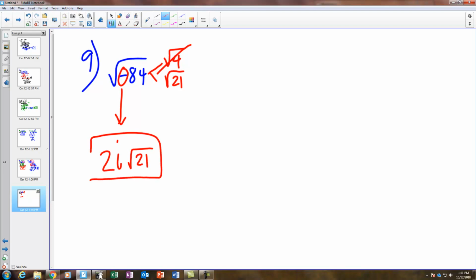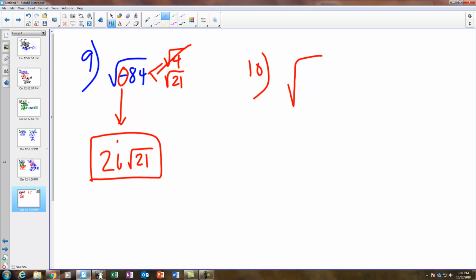Now, I've seen a lot of people in the past write plus or minus in front of this because they see the square root. But if we don't put the square root in the problem, then it doesn't need a plus or minus. This square root was already there. You're not the author of it, so you don't need to put the plus or minus there. And same thing with number 10.